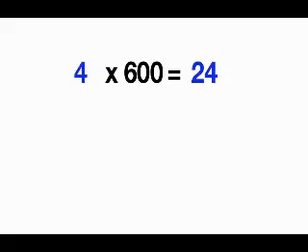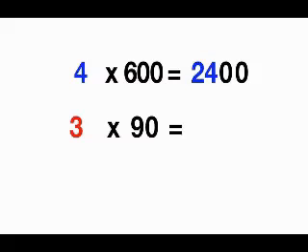Now let's do some of these together. Let's multiply 4 times 600. Well, we can start by doing 4 times 6. What does that equal? 4 times 6 is 24. And then how many zeros should I add? Well, we can see the 2 zeros in our factors, so we put 2 zeros in our answer. Let's look at another. 3 times 90. Well, what should I do first here? First, I do the 3 times 9. 3 times 9 is 27. And how many zeros should I add? There's only 1 zero, so I just add that 1 zero.